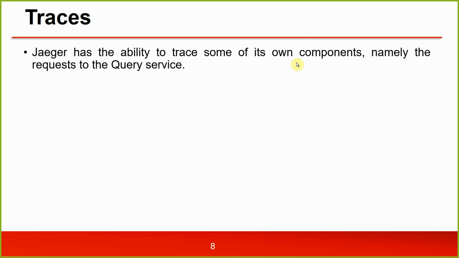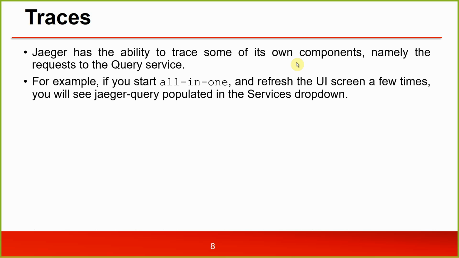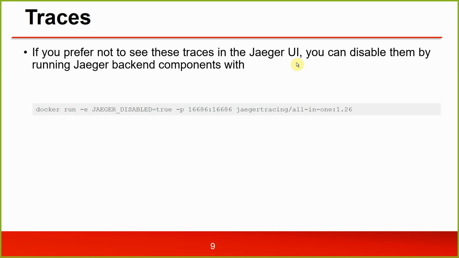Jaeger has the ability to trace some of its own components, namely the requests to the query service. For example, if you start all-in-one and refresh the UI screen a few times, you will see jaeger-query populated in the service dropdown. If you prefer not to see those traces in the Jaeger UI, you can disable them by running this backend component with an extra environment variable, that is environment variable JAEGER_DISABLED equal to true, and the rest of the settings remain the same. That will disable the tracing. And that's all for this Jaeger tracing, JAEGER_DISABLED equal to true environment variable.